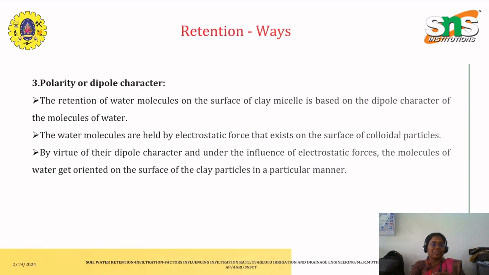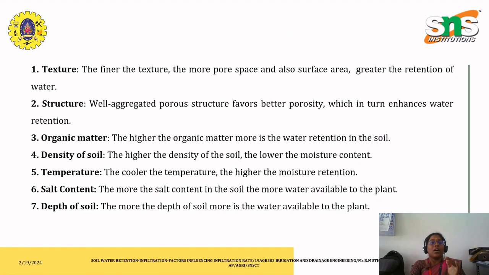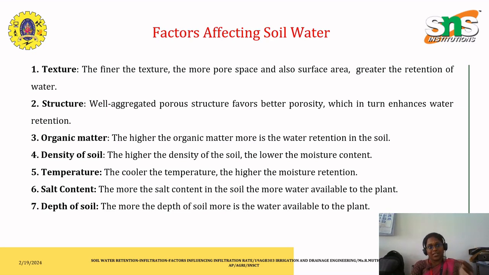And the fourth way is the factors, because there are seven categories by which soil water retention gets affected. The first one is texture, second is structure, third is organic matter, fourth is density of soil, fifth is temperature, sixth is salt content, and the last one is depth of soil. As we have seen in these sessions, the finer the texture, the more pore space and surface area, and the greater the retention of water.